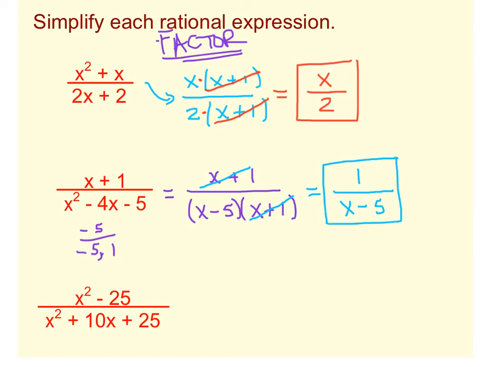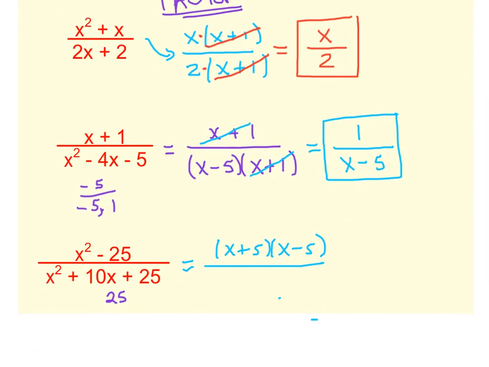All right, next example, we have x squared minus 25, so that's 2 terms with subtraction. That's our difference of squares pattern. Factors into x plus 5, x minus 5, over, now the denominator we have x squared plus 10x plus 25. So start with 25, and we're looking for factors of 25 that add up to 10. And that's just going to be a 5 and a 5. So when we factor that, we have x plus 5 and x plus 5.